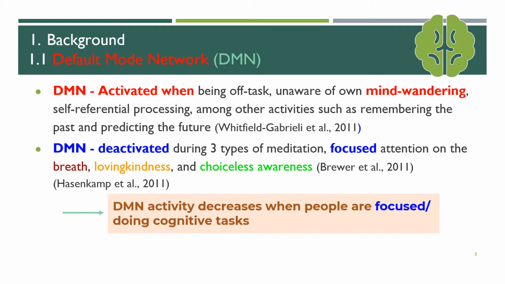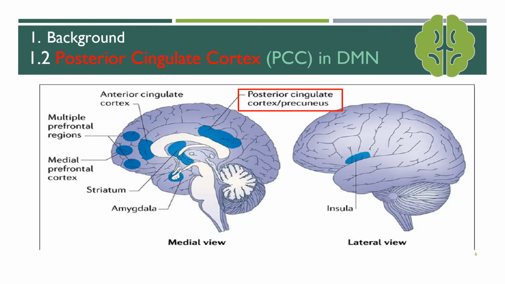In contrast, DMN activities decrease when people are doing cognitive tasks and having attention awareness of presence, for example, during meditation. Posterior cingulate cortex (PCC) in DMN is the key part of research in this study. It locates at the back of the anterior cingulate cortex and is active when subject is mind wandering.